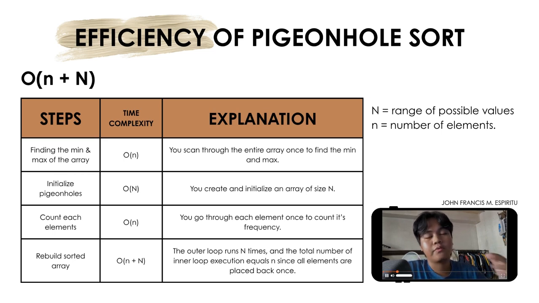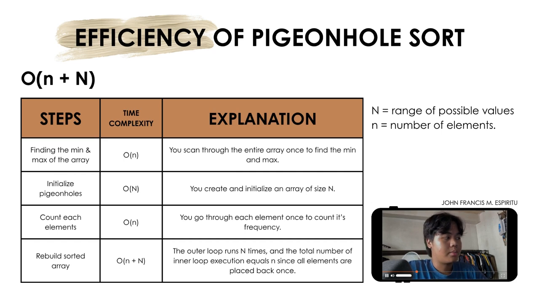So for example, if we have the maximum and the minimum being so far apart from each other, like for example, we have the minimum as 2 and the maximum as 8,000, then it would generally do 8,000 pigeonholes, which will take longer.